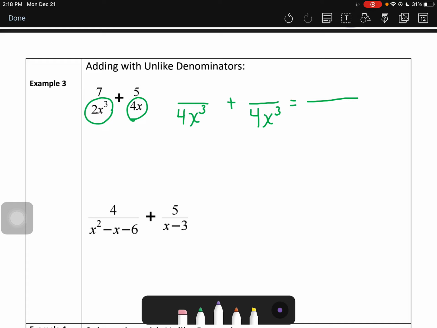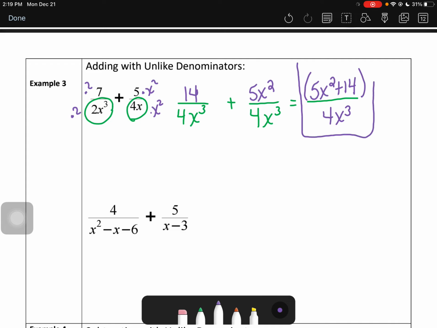So what do I multiply times 2x cubed to get 4x cubed? I would multiply the numerator and the denominator by 2, and I would get 14. Then for the 4x, to get 4x cubed, we're going to multiply both the numerator and the denominator by x squared. So we would have 5x squared. So when we add, we would put 5x squared plus 14 as our standard form, divided by 4x cubed. 5x squared plus 14 does not have a greatest common factor, so that would be our answer.